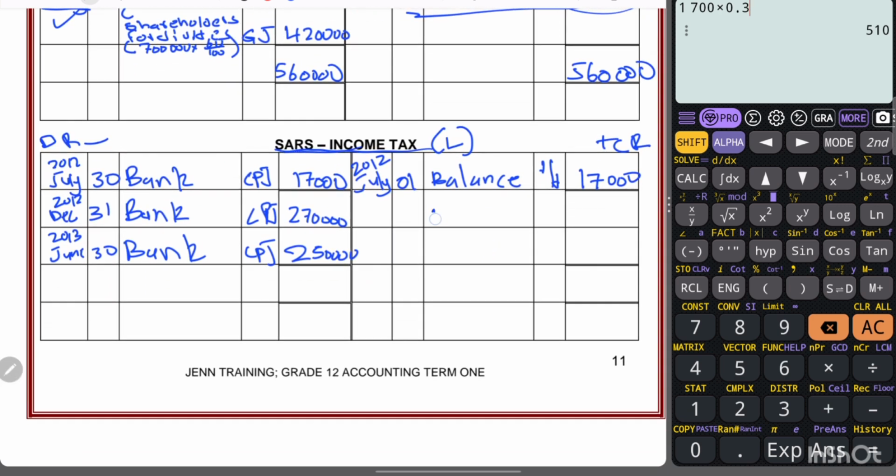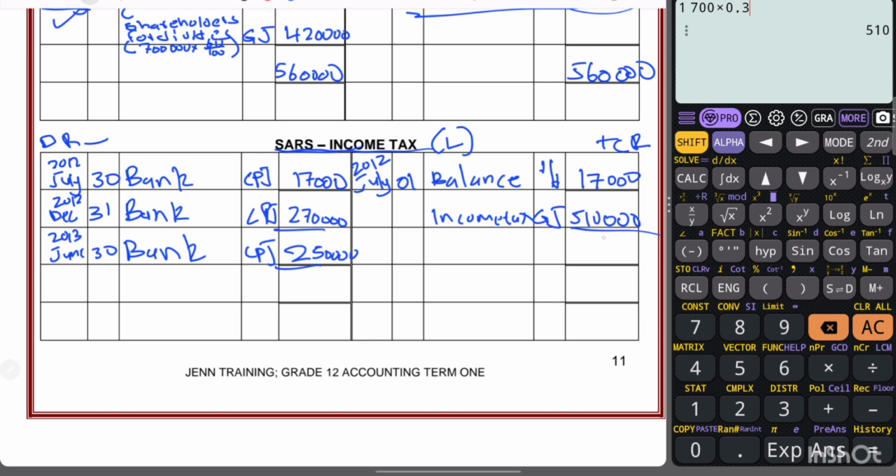SARS income tax, we are having income tax here. And then the income tax was 510,000. When we are paying our second provisional payment, we are trying to reduce this amount. General. Let's check now whether we are owing SARS or SARS is owing us.